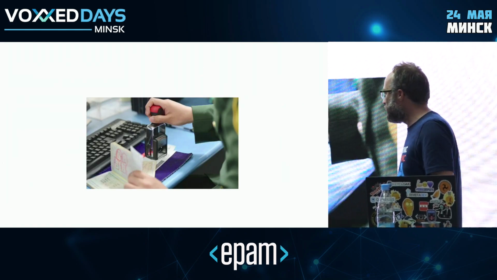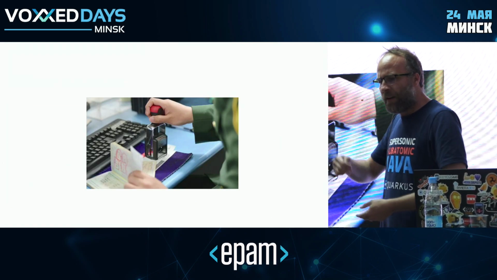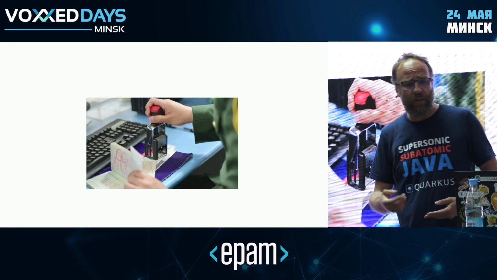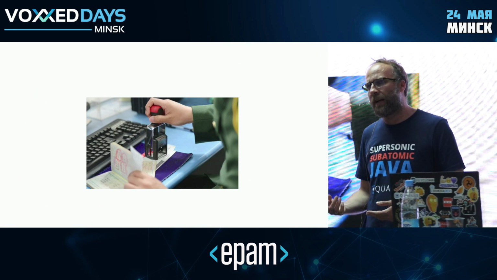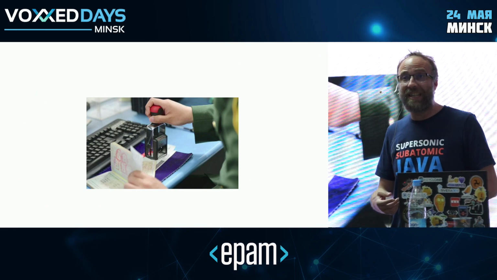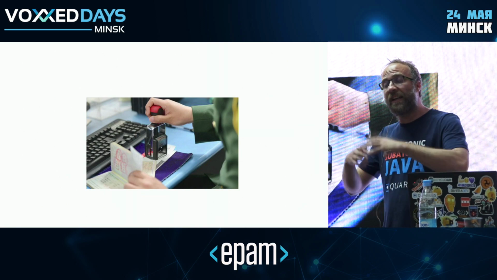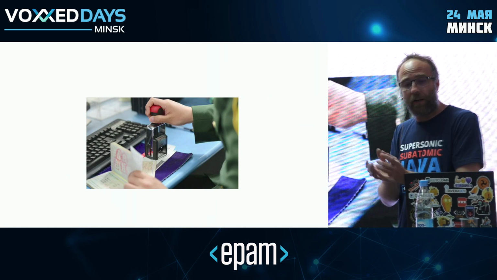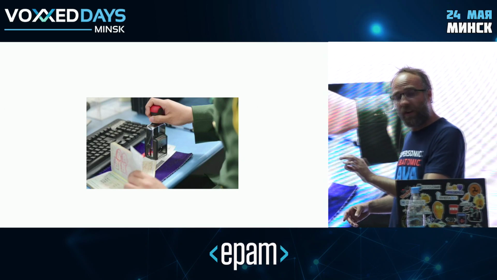This stamp is not just a random stamp, a randomly generated token. It's more than that. It's a JWT, as we call it, a JWT token. It's a token that is self-contained, that contains a payload. We will see that in detail in 2 minutes, I think.